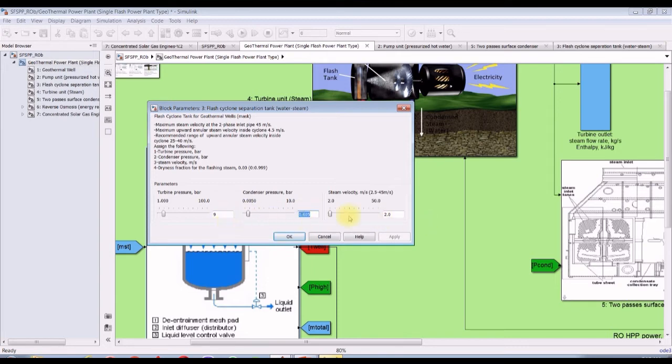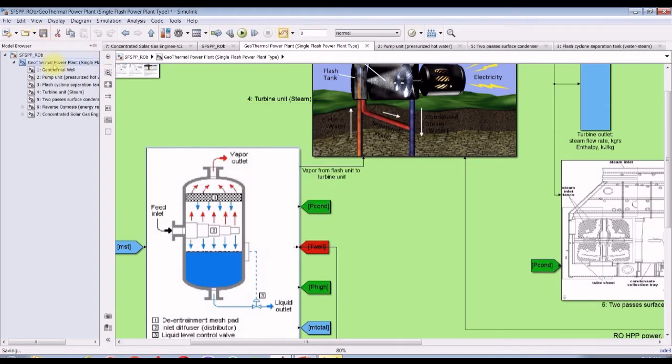We are going to discover this effect as steam velocity. This effect on steam velocity is from 2.5 up to 45 meters per second. This parameter is responsible for the height and the width of the flash cyclone itself, because it's up to the designer to decide what the diameter is, what the width is, what the height of the cyclone is, and so on. Okay, I'm going for 9 bars, and the condenser is 0.6 bars. Okay, let's go and hit run and see.